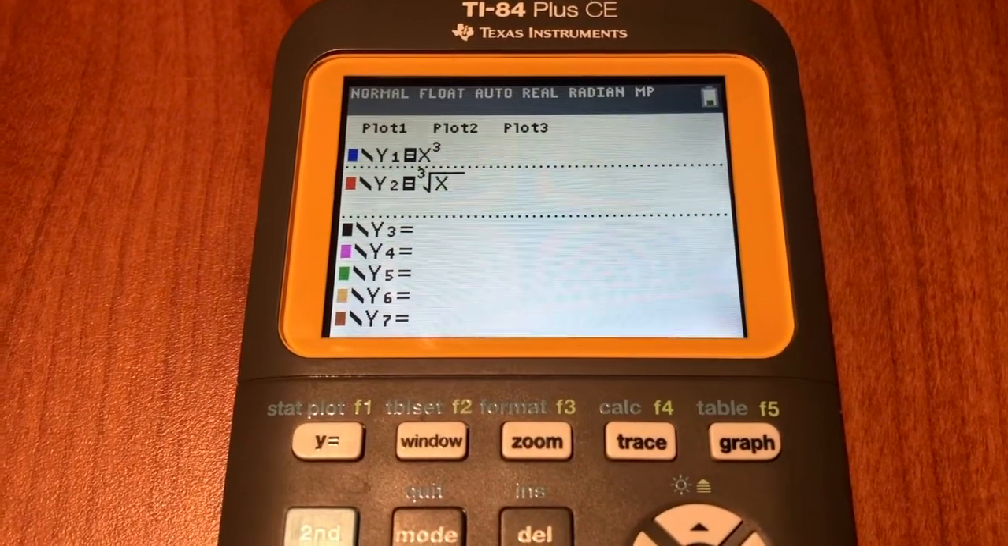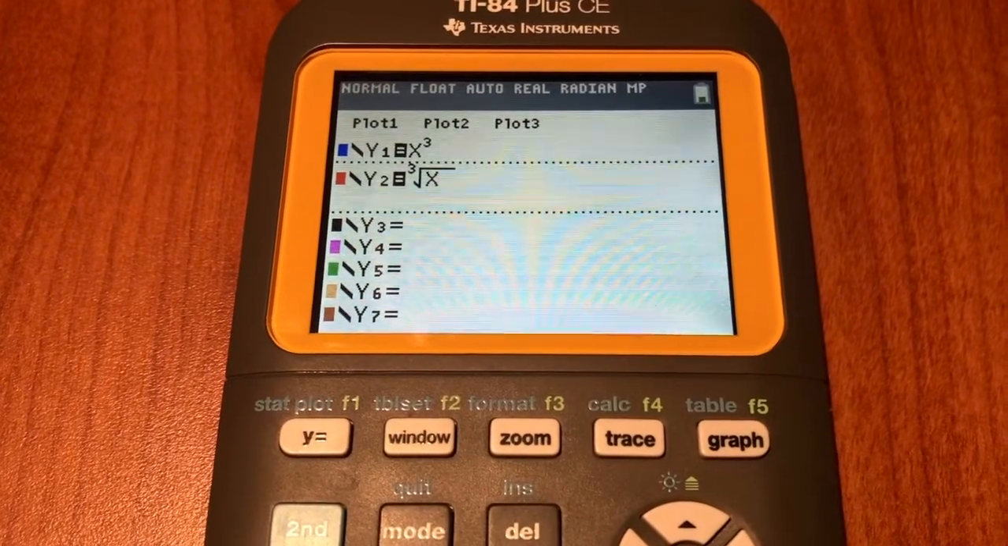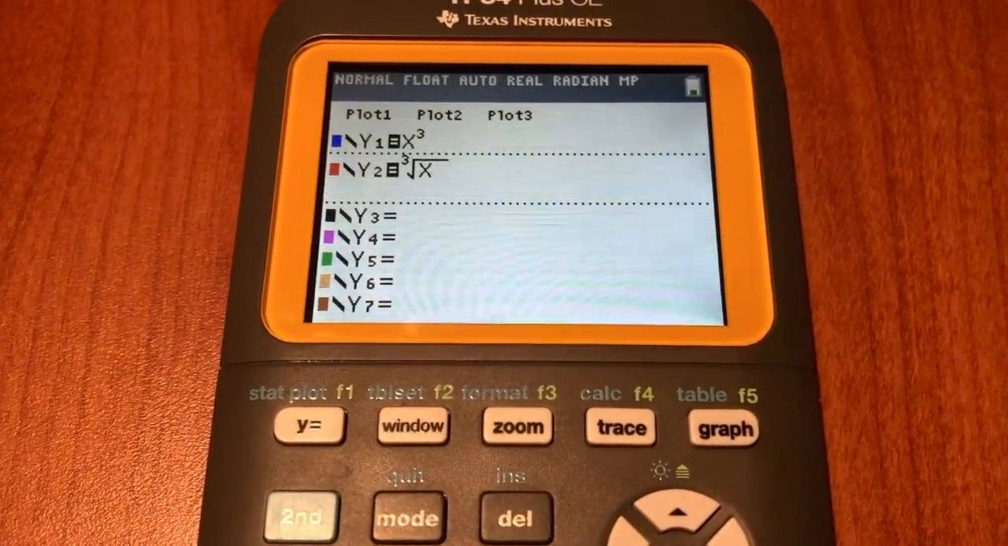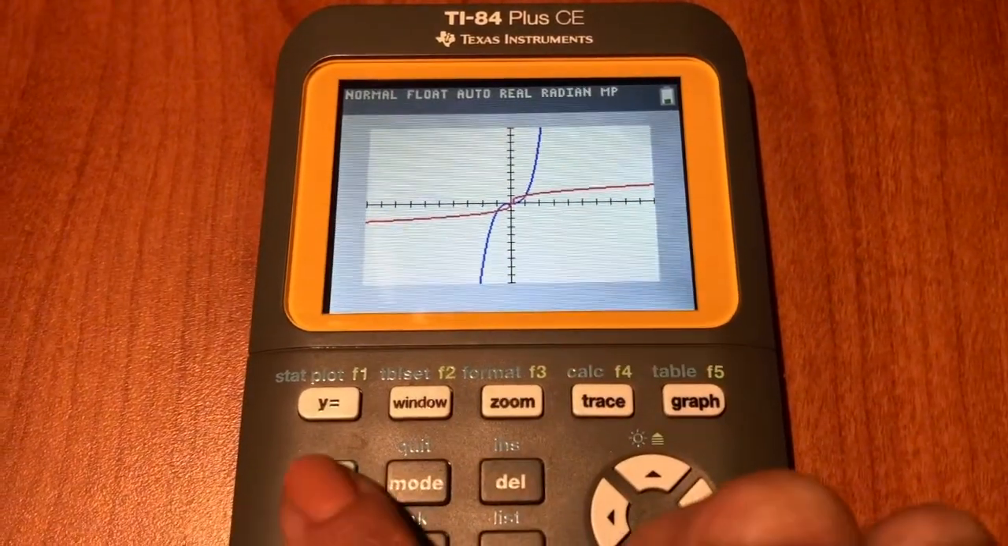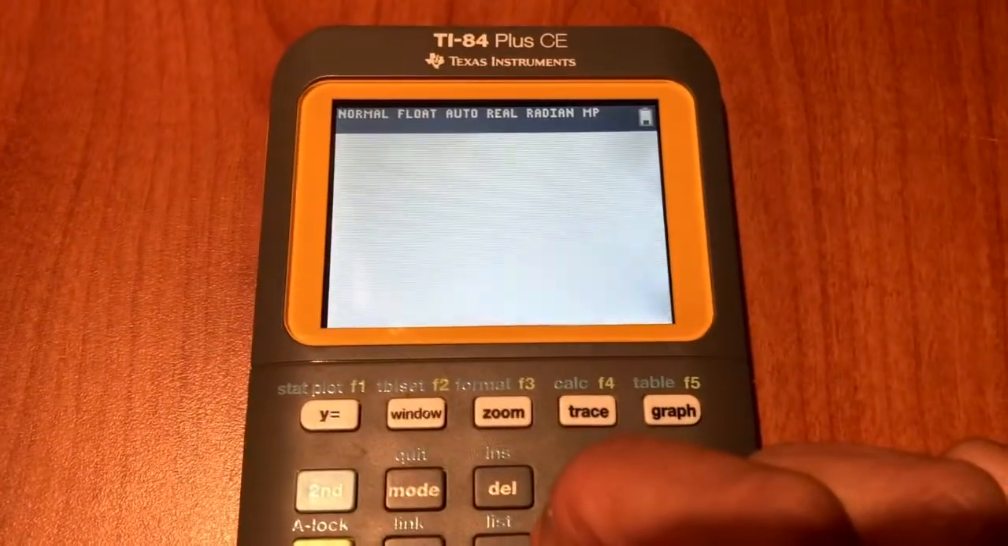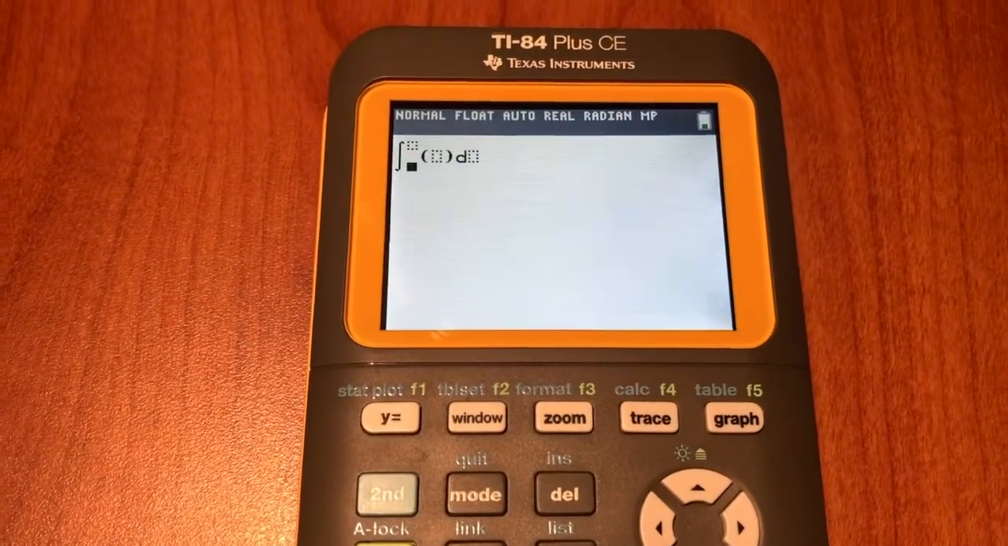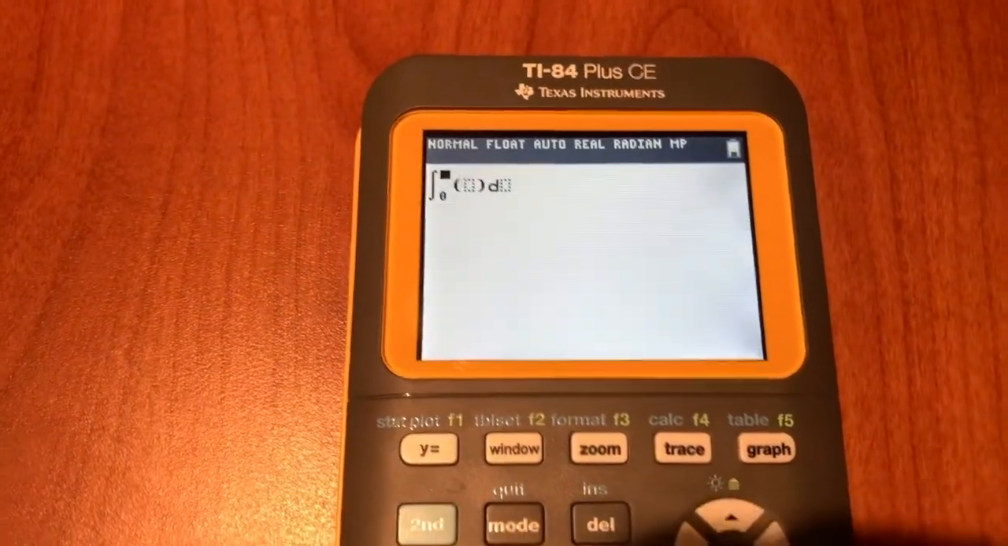Okay, so I pressed y equals, I typed x cubed into y1, and then y2 is our cube root of x. We're going to hit graph. So you can see the two graphs. Now I'm going to go second quit, and next we're going to do math 9. And let's go ahead and integrate from 0 all the way to 2.